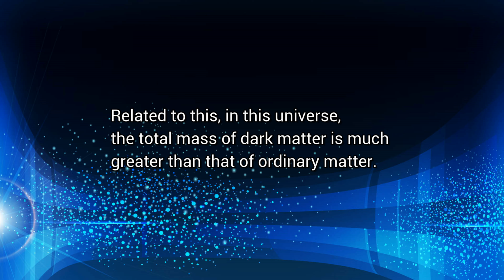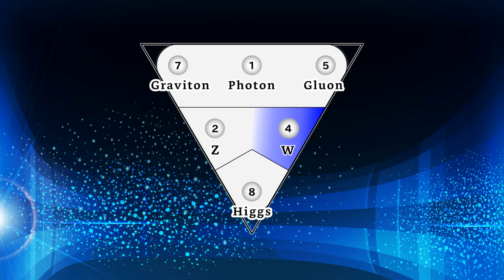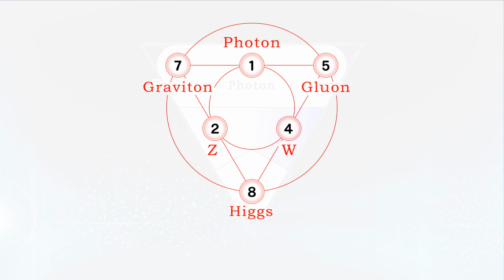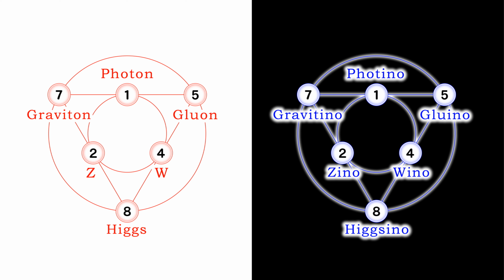Related to this, in this universe, the total mass of dark matter is much greater than that of ordinary matter. In this figure, we can see the 6 types of bosons. Then, in the next figure, the 6 bosons and their supersymmetric particles are illustrated. As already discussed, supersymmetric partners of bosons are fermions, and fermions are material particles. Therefore, they can be seen as the candidates for dark matter.